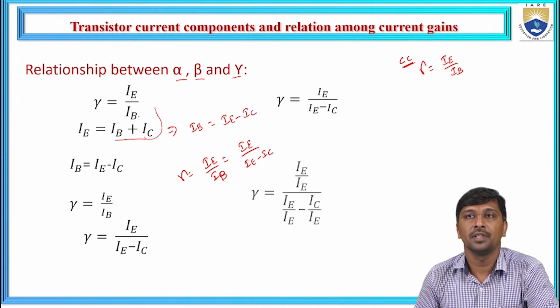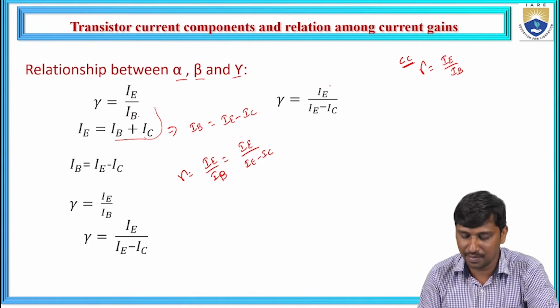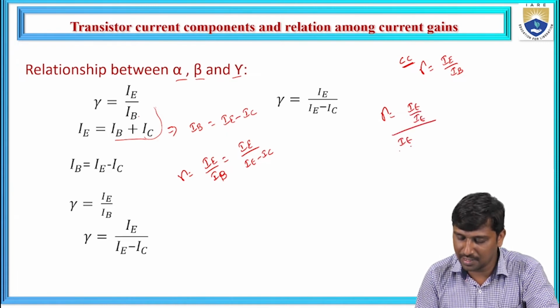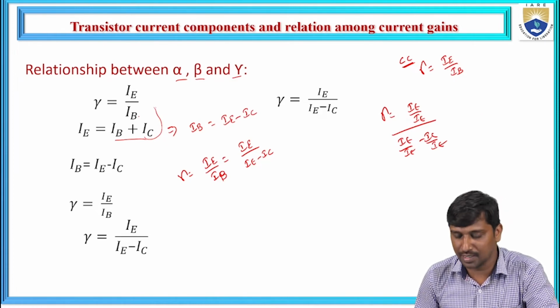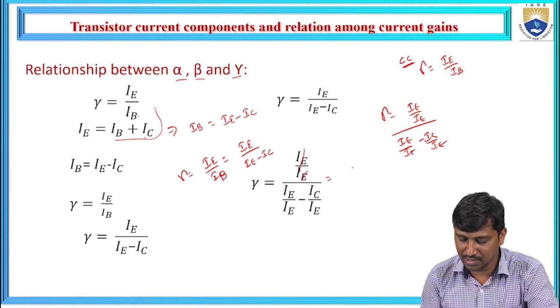Now I'm going to divide the denominator and numerator by the IE value to observe some relation. So gamma is equal to (IE by IE) by (IE by IE minus IC by IE). From this relation, IE by IE means 1, so it gets cancelled, and we get 1 minus IC by IE.